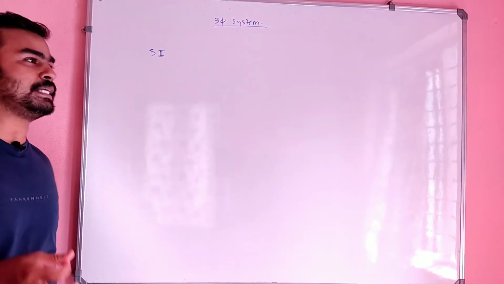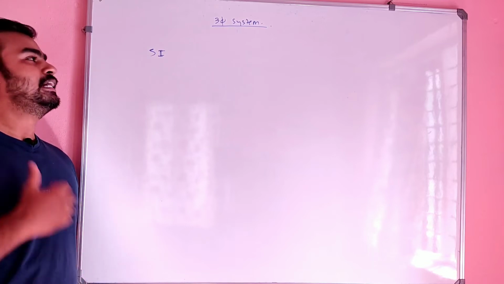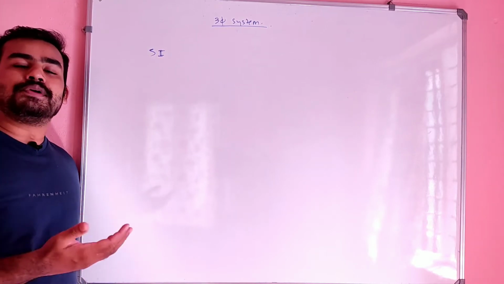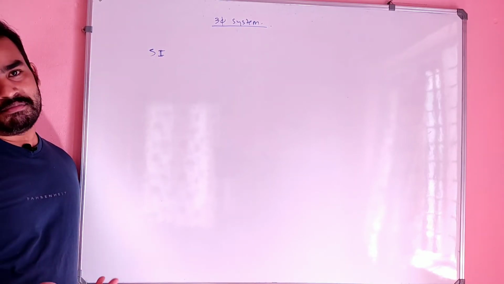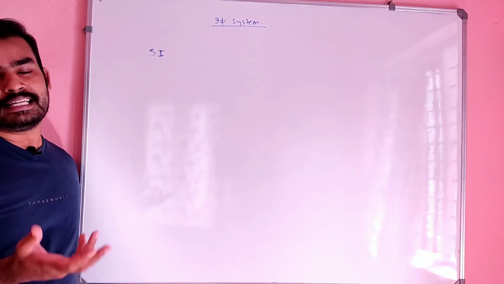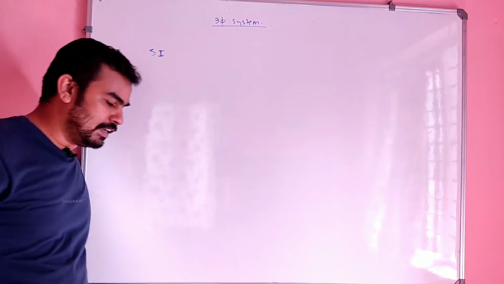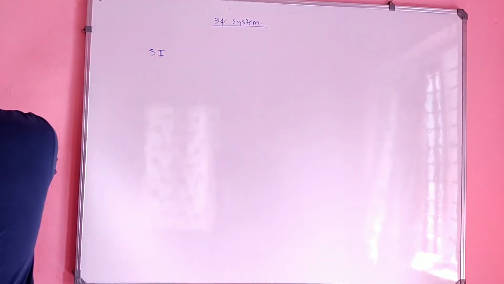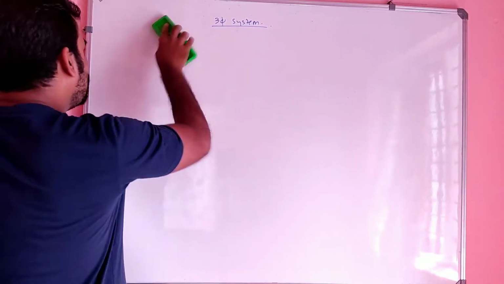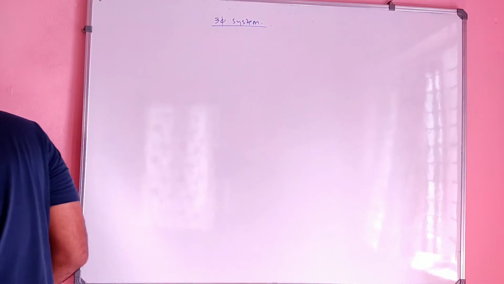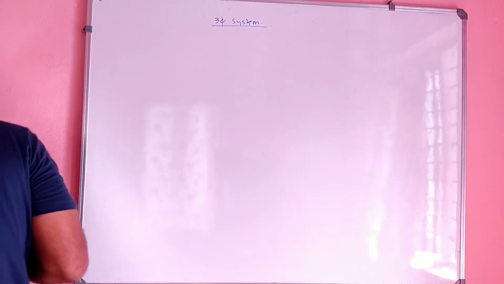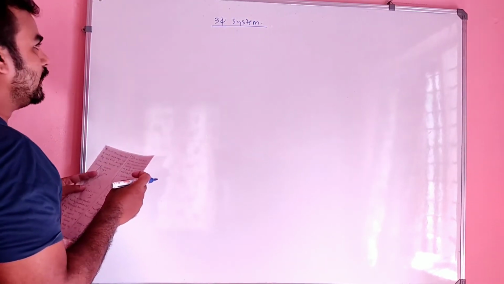In the delta connection, what we have learned is that phase voltage and line voltage are the same, but the currents are different. The line current IL will be root 3 times the phase current. I think you all know this, okay? So let's do some problems regarding this concept, so that the concept is very clear to us, okay?